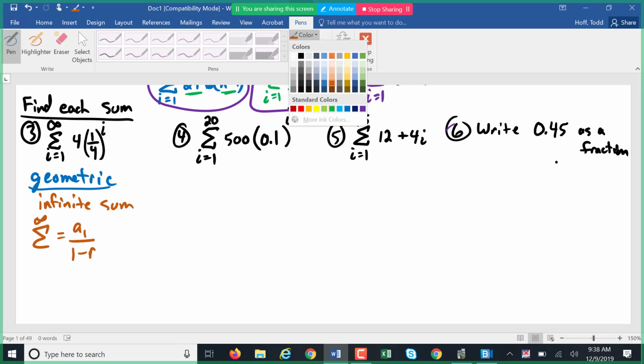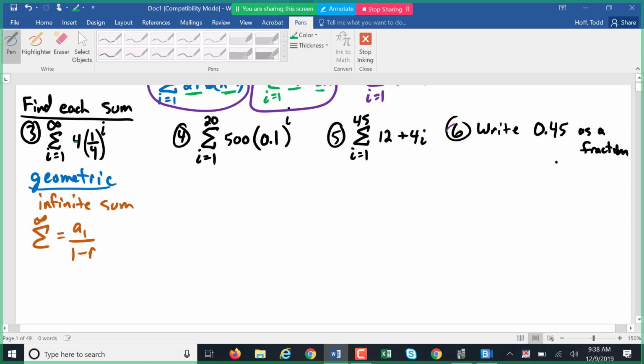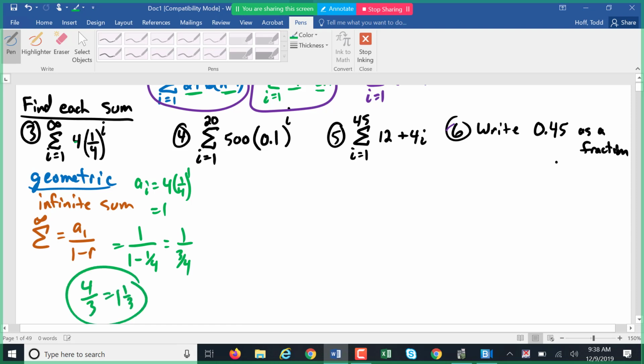Well, here the first term, a1, is going to be 4 times 1/4 to the power of 1, which is just going to be 1. So a1 equals 1. r is the 1/4. That's that common ratio. So 1 minus 1/4 is 3/4, so that's going to be 1 over 3/4. We divide that out. That is 4/3 or 1 1/3, whichever way you prefer to write it, is the infinite sum of that sequence.